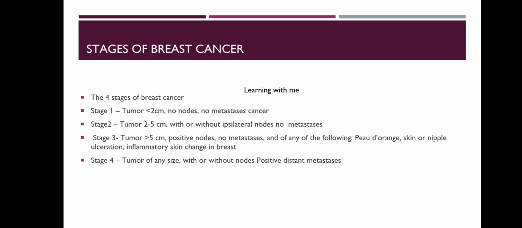Stage 3, tumor more than 5 cm, positive nodes, no metastasis, and any of the following: peau d'orange, skin or nipple ulceration, inflammatory skin changes in the breast. Stage 4, tumor of any size with or without positive nodes, distant metastasis.